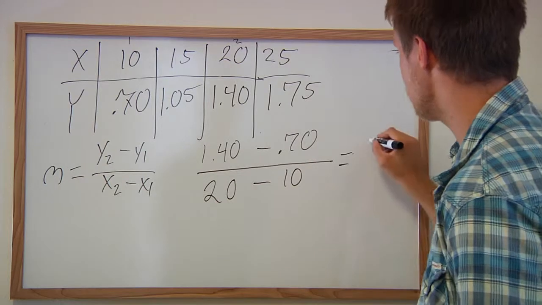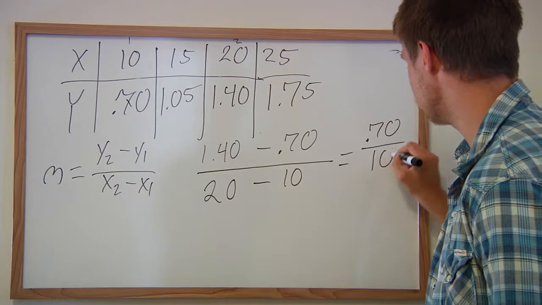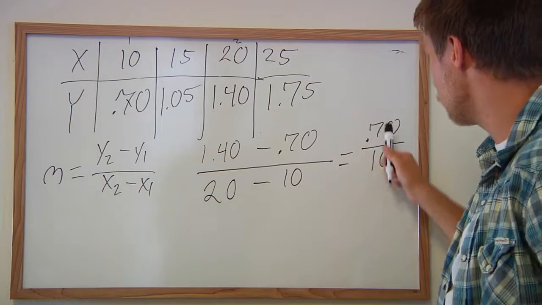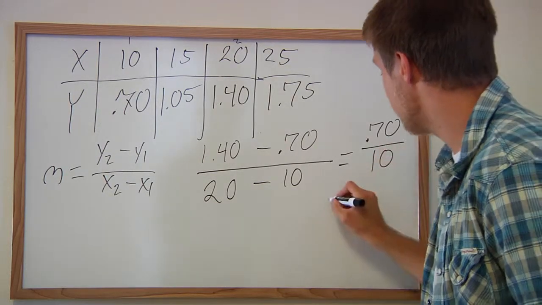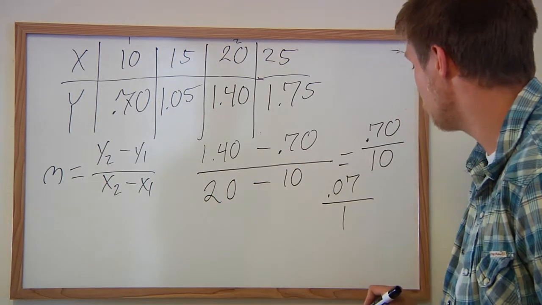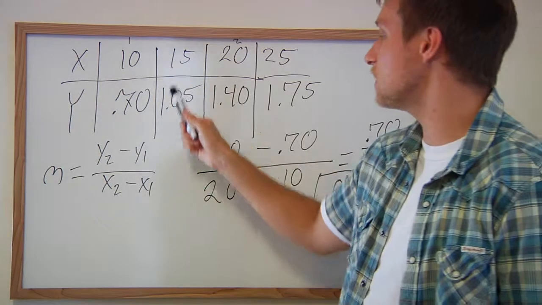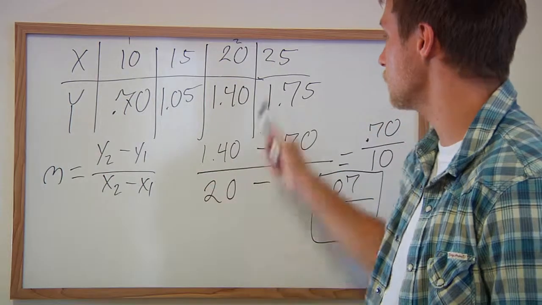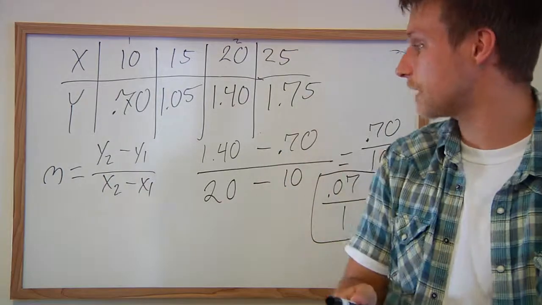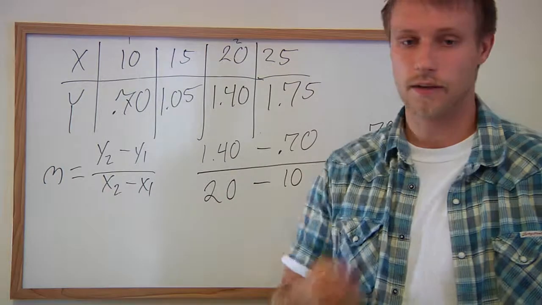Well, $1.40 minus 70 cents is only 70 cents. And 20 minus 10 is 10. Well, the good part about this is I can actually divide 10 into both of them. So 70 divided by 10, 0.07 over 1. This would be our slope of this. And if I use 15 and $1.05 and 25 and $1.75, it would be the same. If you want to check it yourself, you can. I'm not going to because I feel like I've killed this slope formula enough.